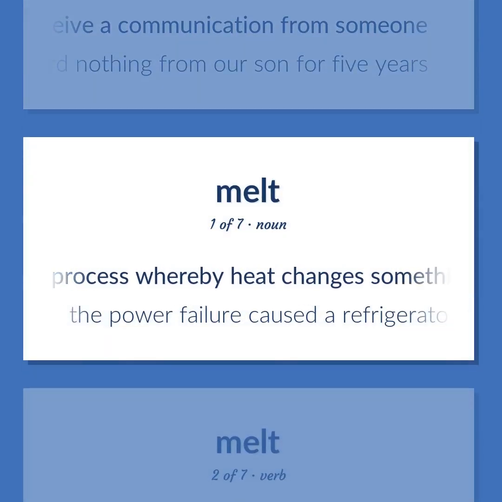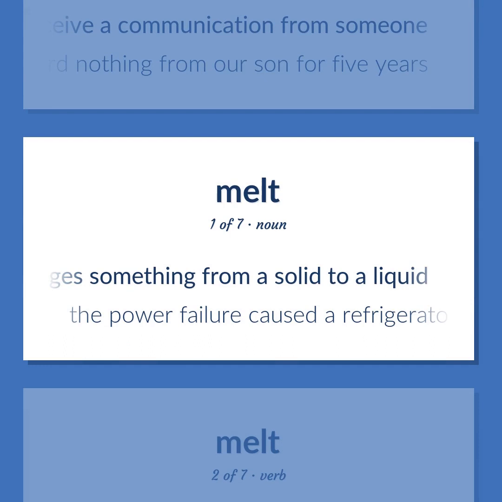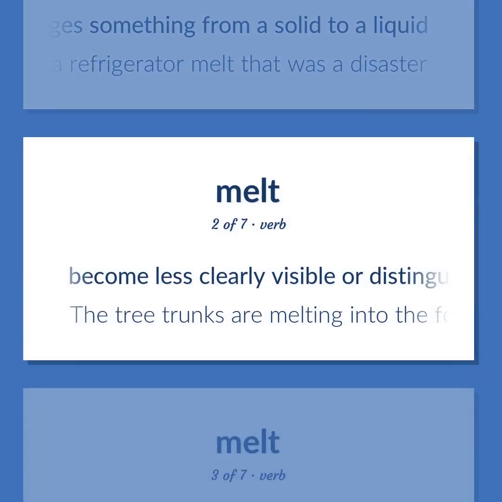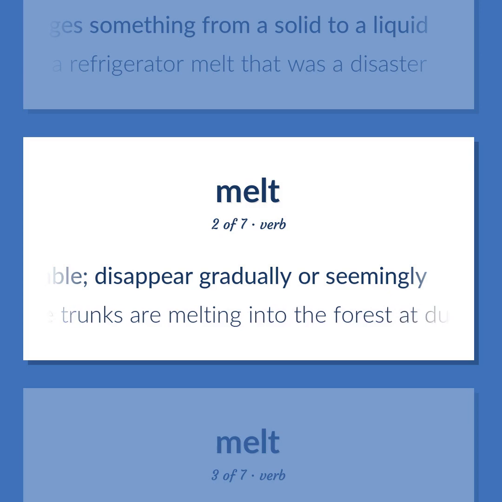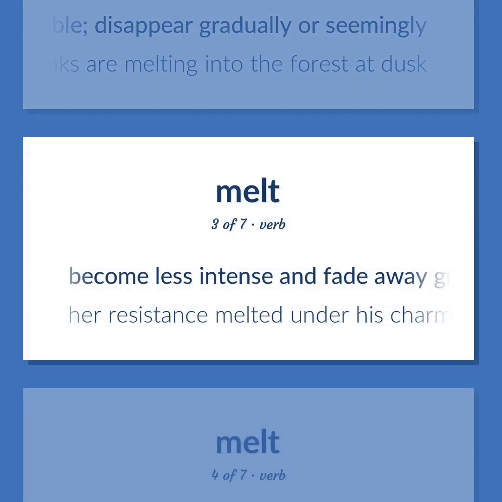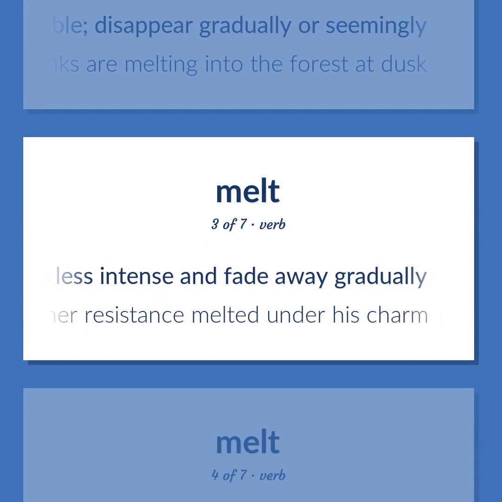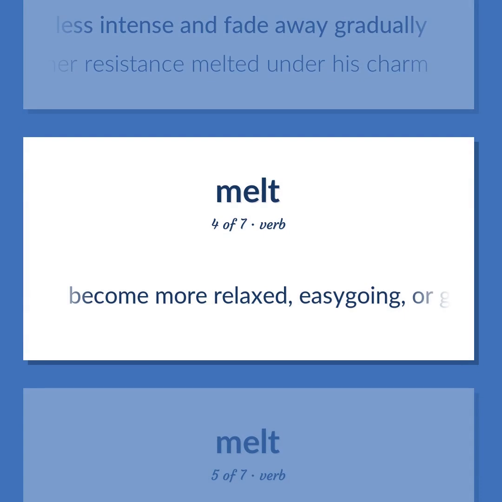The process whereby heat changes something from a solid to a liquid. The power failure caused a refrigerator melt that was a disaster. Become less clearly visible or distinguishable. Disappear gradually or seemingly. The tree trunks are melting into the forest at dusk. Become less intense and fade away gradually. Her resistance melted under his charm. Become more relaxed, easygoing, or genial.